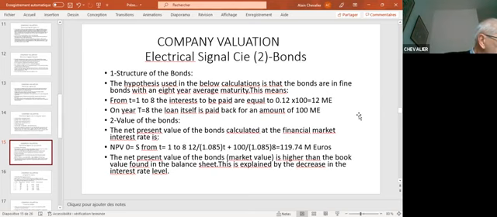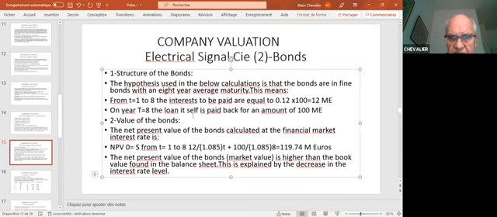And in year t equal 8, the loan itself is paid back, for an amount of 100. So that means that the total to be paid would be slightly different. But the net present value of the bonds, calculated at the financial market interest rate now, is what?